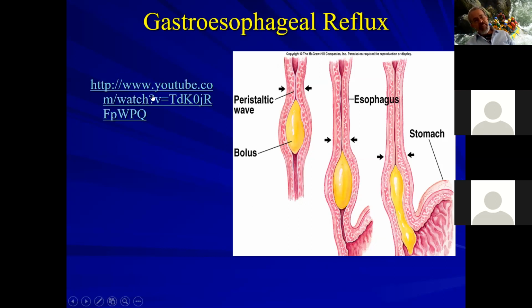Now, what's supposed to happen, I'm going to show you a video here. What is supposed to happen is that as food goes down, this is meant to be a bolus of food, goes down through the esophagus into the stomach. This sphincter opens up, and then once the food is through, this sphincter, which just looks like regular muscle, closes to prevent any backflow, right? Well, unfortunately, with GERD, that doesn't close properly, so you get the splashing back.